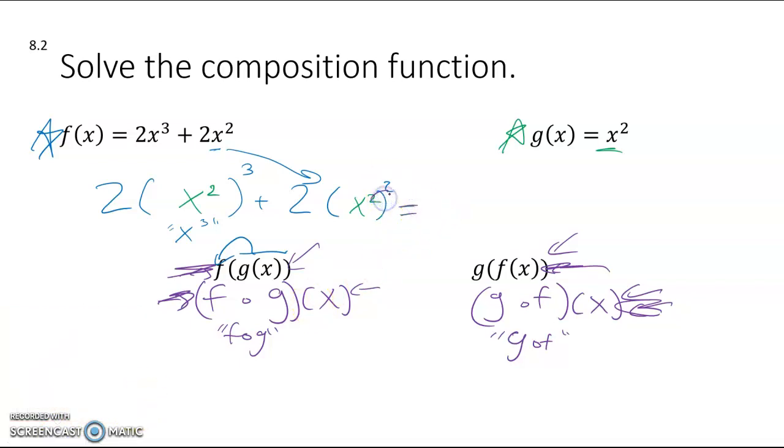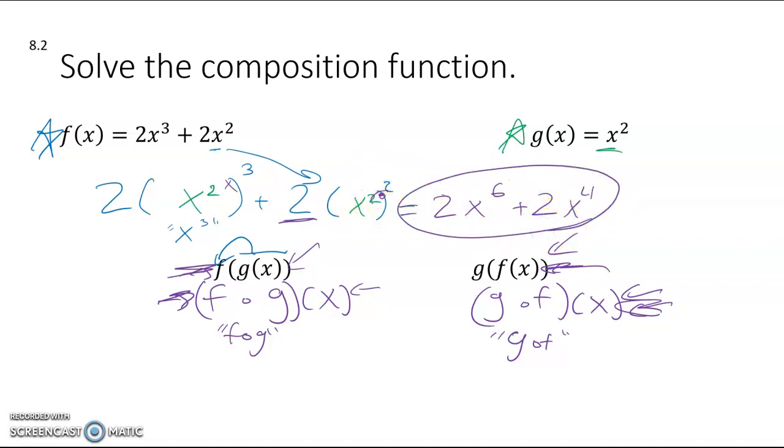Simplifying it out, all I do is I have a power raised to a power, so again, I'm going to multiply these numbers, so the 3 times the 2. The 2 on the outside is going to stay the same. X to the 2 times 3, that gets me x to the 6, plus 2, this 2 on the outside stays the same. X squared to the second power, that's just 2 times 2, which gets me x to the 4th power, okay?